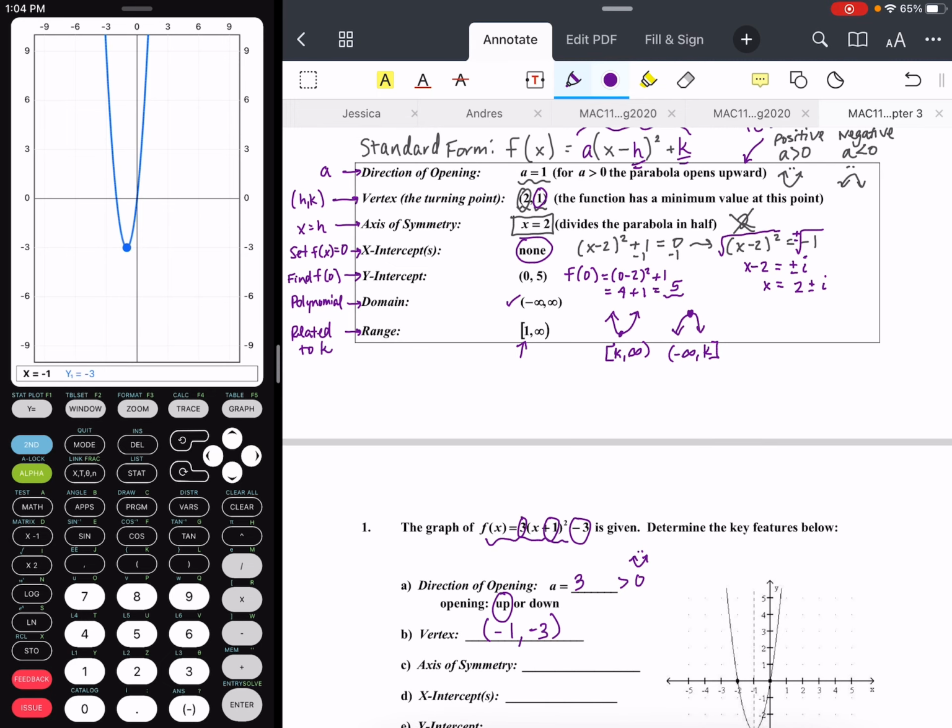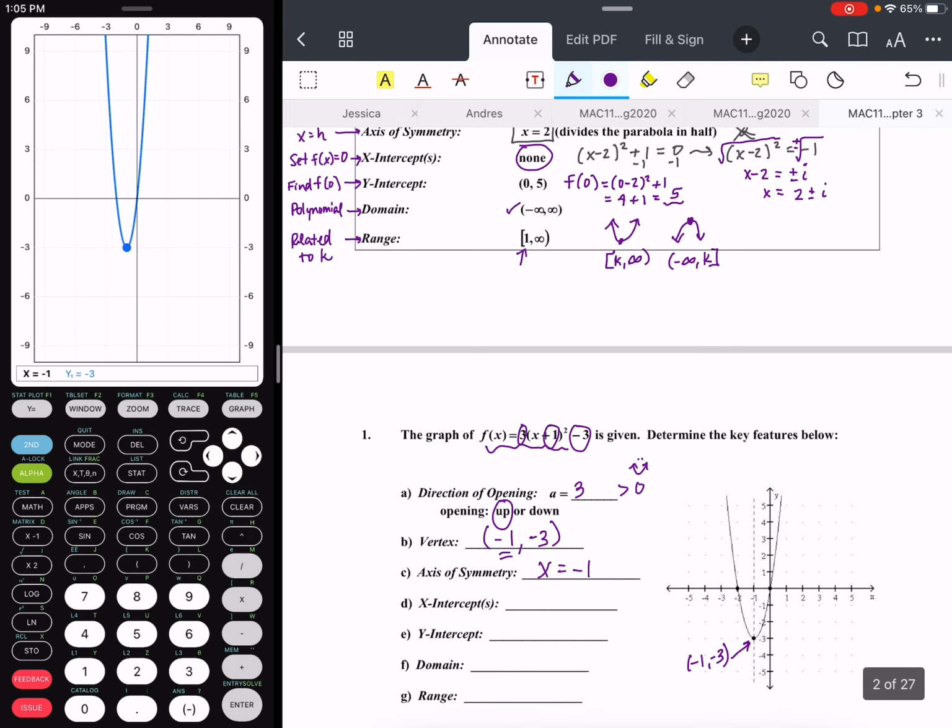All right, our axis of symmetry is always going to be x equals whatever the x coordinate is from our vertex. So in this case, x equals negative 1. And that's represented by this dashed line here. X equals negative 1 is our axis of symmetry, our vertical line.